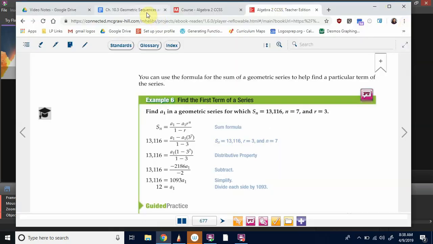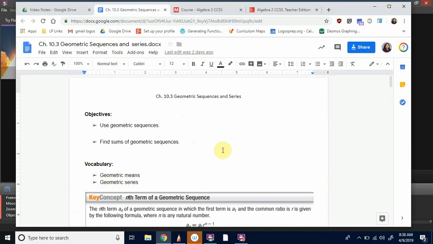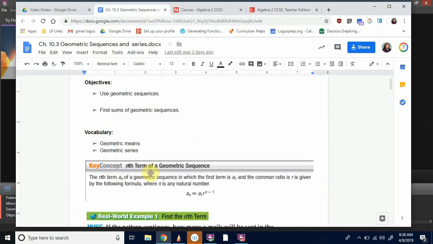Hello there, this is video 10.3 on geometric sequences. Now our objectives here, just like we did for arithmetic sequences, we're going to use the geometric sequence formula and we're going to find sums of geometric sequences. So our vocabulary, we just have two words. We have geometric means and geometric sequence. We'll get to those in a second.